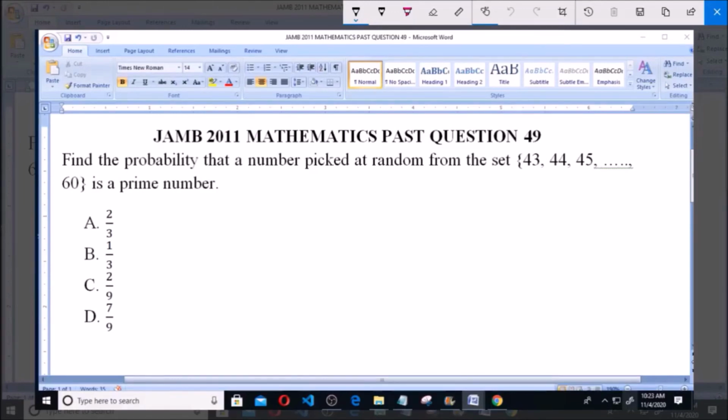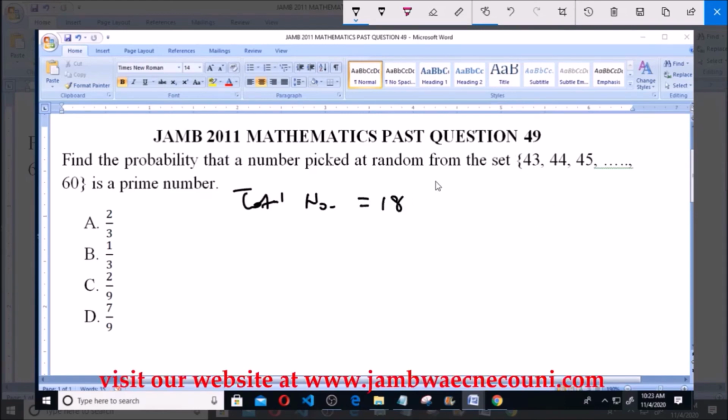Find the probability that a number picked at random from the set 43, 44, 45 to 60 is a prime number. A, 2 over 3, B, 1 over 3, C, 2 over 9, and D, 7 over 9. So we are asked to find the probability that a number picked at random from this set is a prime number. First of all, let's look for the total number of this set. From 43 to 60, the total number is 18. When you count from 43 to 60, the total number will be 18.